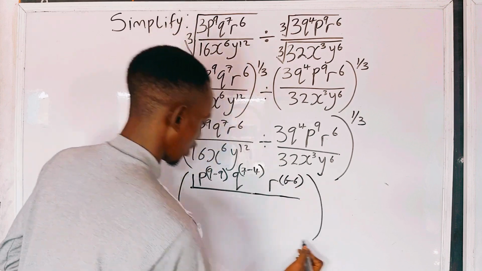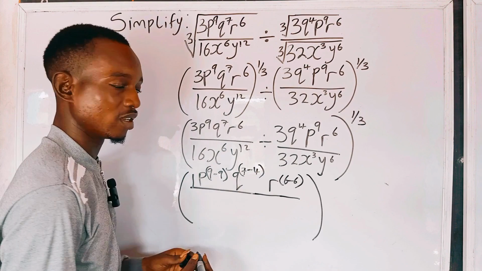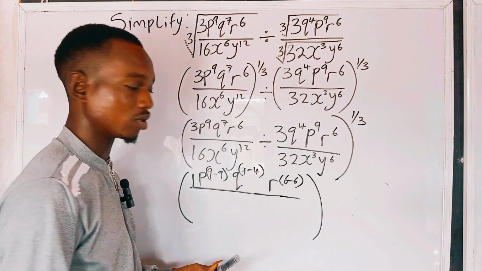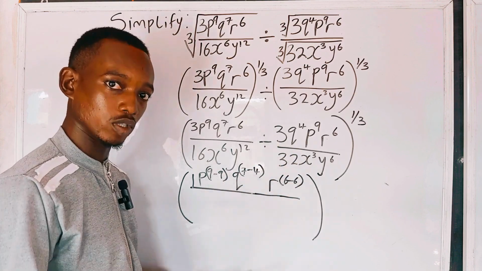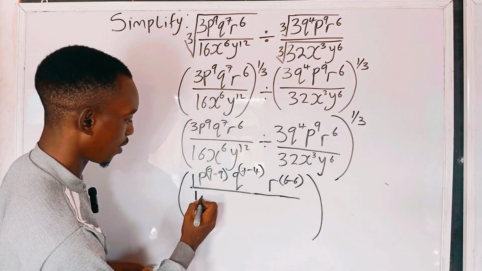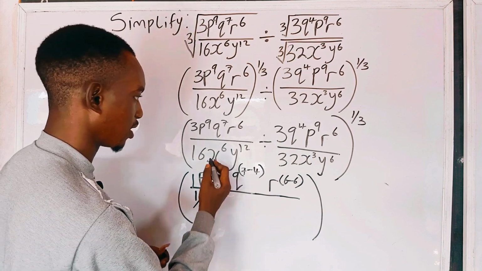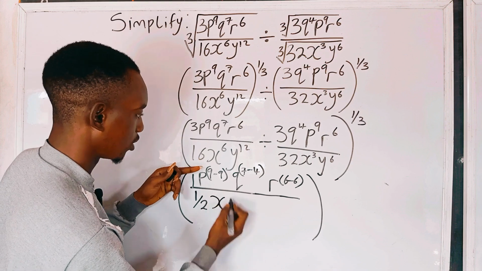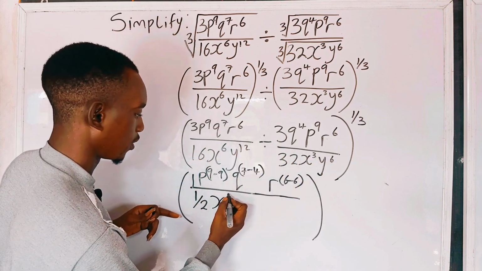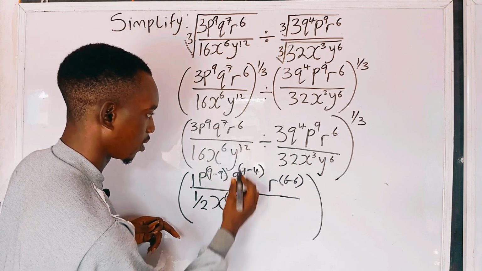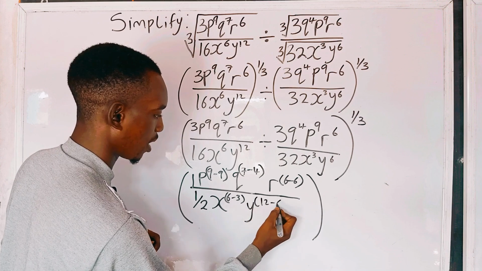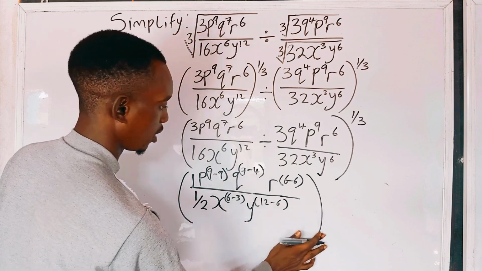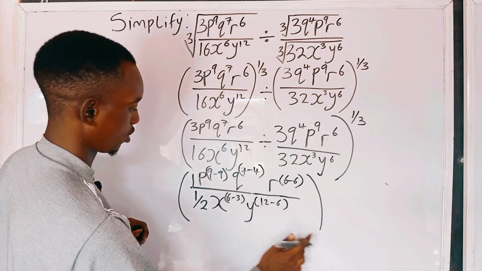Okay. So here we're going to have 16 divided by 32. Don't forget it's going to be a fraction, because 16 in 32 is 2. So we have 1 over 2 as a fraction. So here we have 1 over 2, right? So here now, x to the power of 6 minus 3. So we have 6 minus 3. Then here also we have y to the power of 12 minus 6. Okay. So let's continue here.